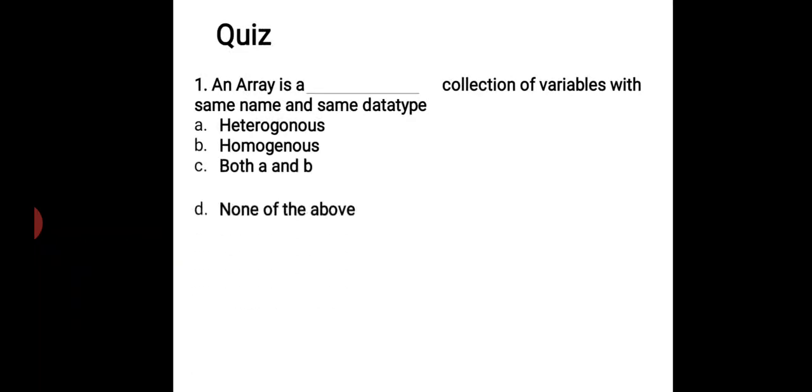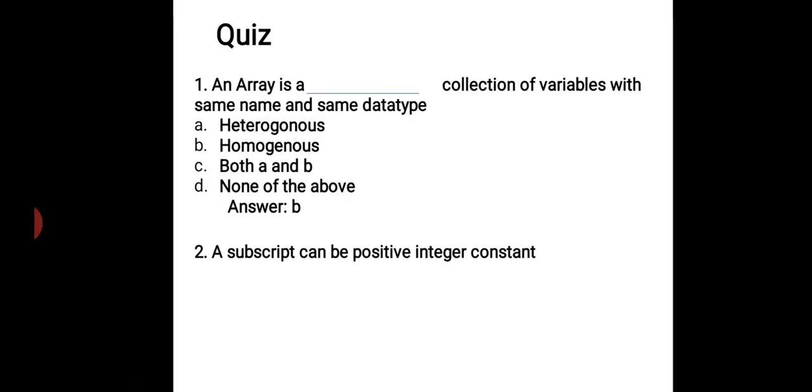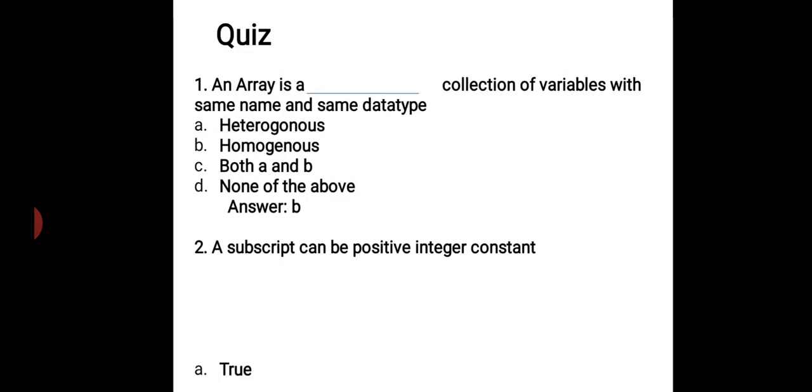Now we discuss some questions. First question: an array is a dash collection of variables with the same name and same data type. The options are heterogeneous, homogeneous, both A and B, none of the above. Which one is correct? B, homogeneous. And the second question: a subscript can be a positive integer constant. The options are true, false. Answer is A, it's true.